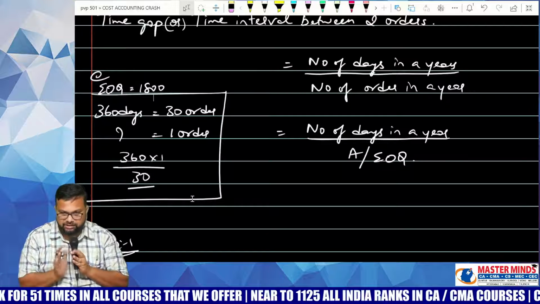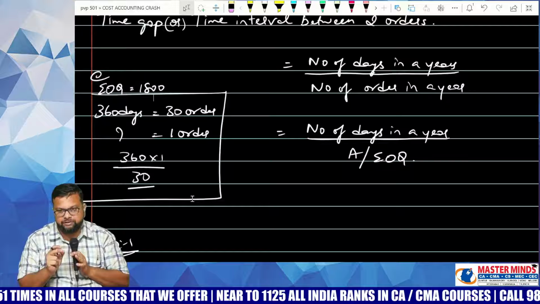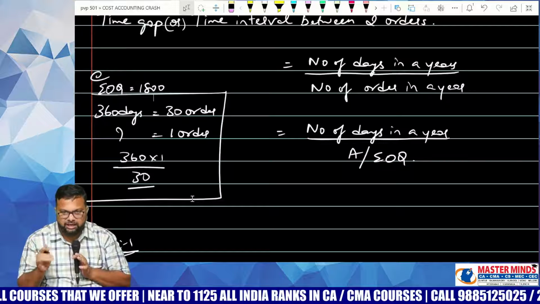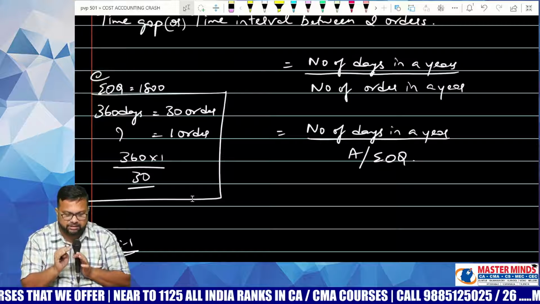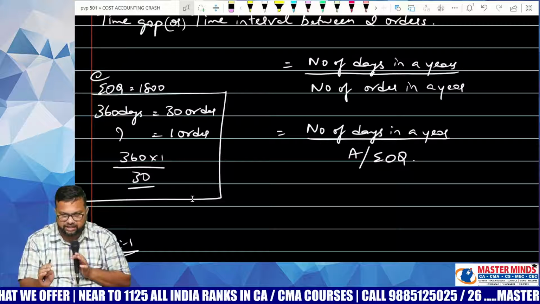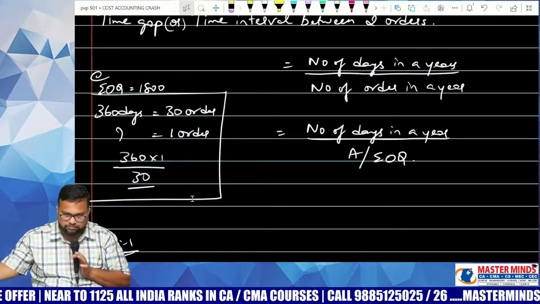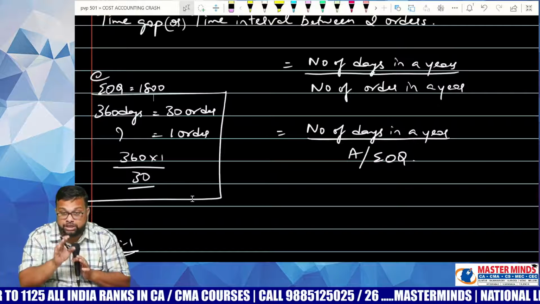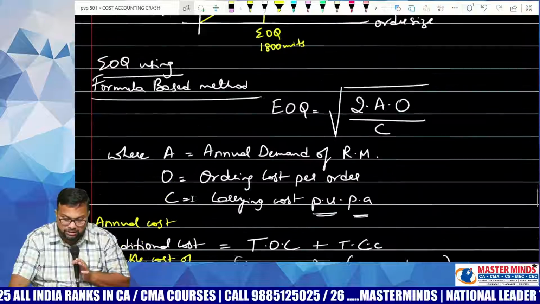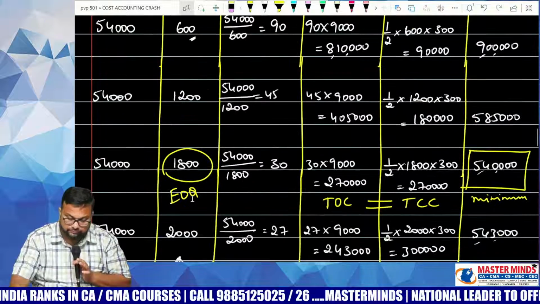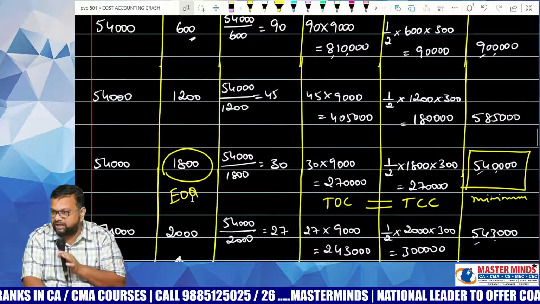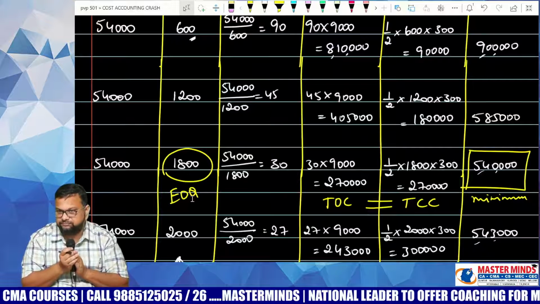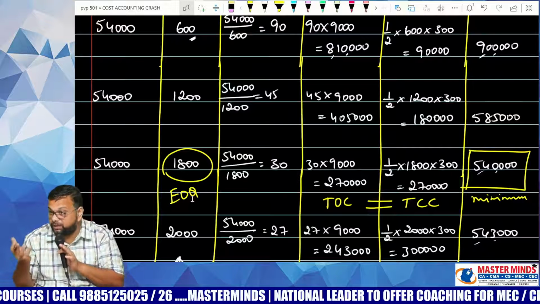In the trial and error method, under the formula based method, at EOQ, TOC equals TCC. But under the trial and error method, there is no guarantee that even though additional cost is minimum, TOC should be equal to TCC. That depends on the sample that you have taken. Here I have taken 1800. That's why I got that. If you take 1700, it will not be equal. So it may be equal or it may not be equal.